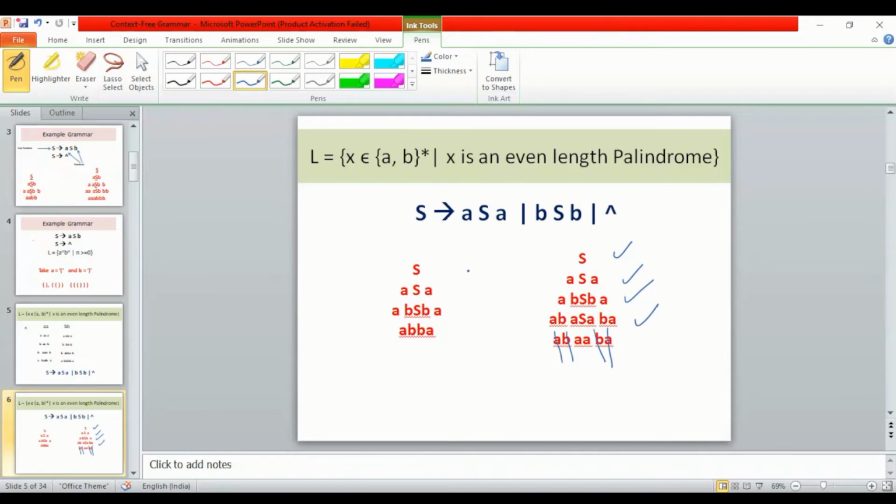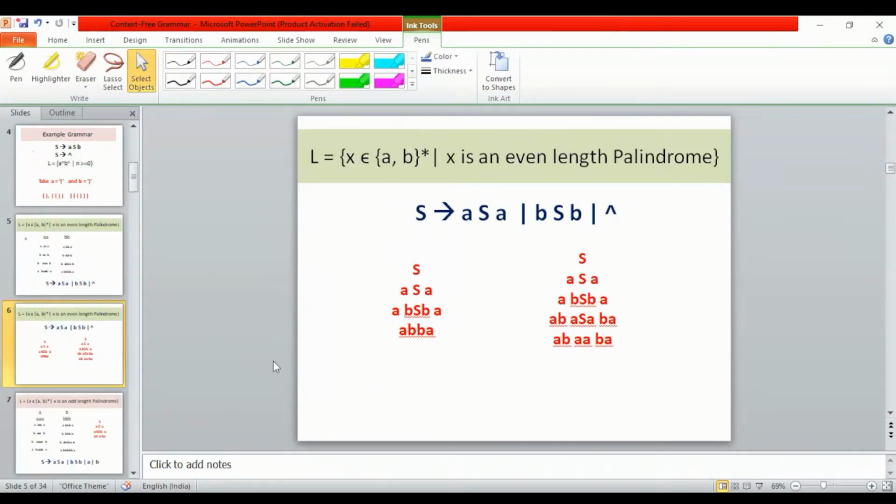So by writing this simple grammar, S gives ASA or BSB or null. So basically this vertical line, a pipeline symbol, is indicating the or sign. We have three alternatives and you can apply any alternative as per your requirement to derive the required string. So this is how we can generate all the infinite strings of this even length palindrome language.